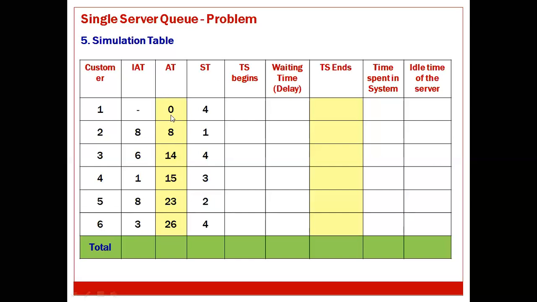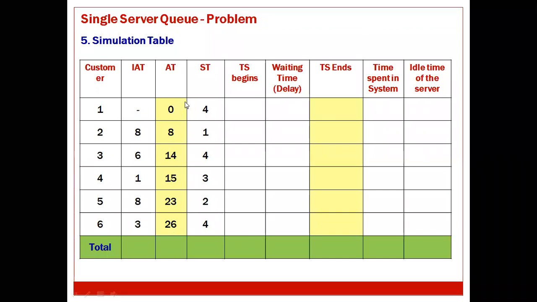Then we will have to find out the arrival time. Arrival time is nothing but the cumulative IAT. The first one is 0. The next one will be 8 plus 0, we get 8. The next one will be 6 plus 8, 14. Then 1 plus 14, 15. Then 8 plus 15, 23. 3 plus 23, 26. So this we have got as arrival time here. Did you understand? First you have to complete customer numbers, IAT, ST, and then you calculate AT, which is nothing but the cumulative value.